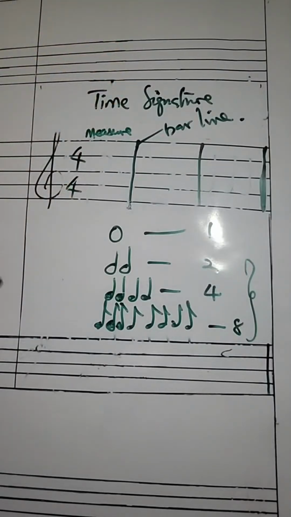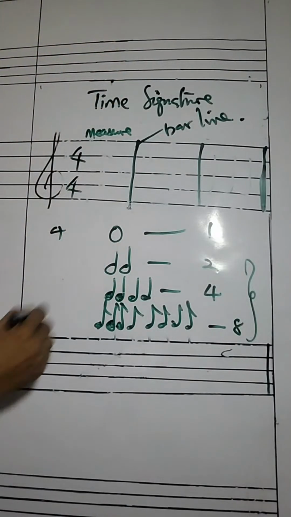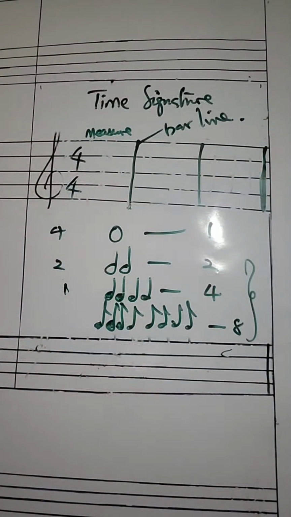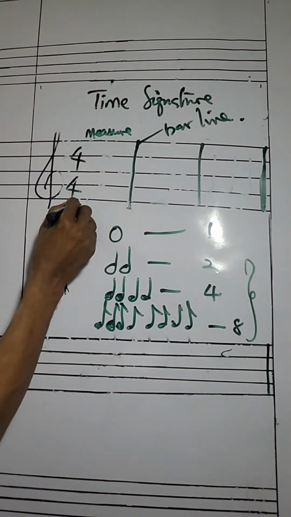We said this is a 4 count, right? And we said this is 2 count. And we said this is 1 count. It was based on the common time signature, which is also represented by a large C.